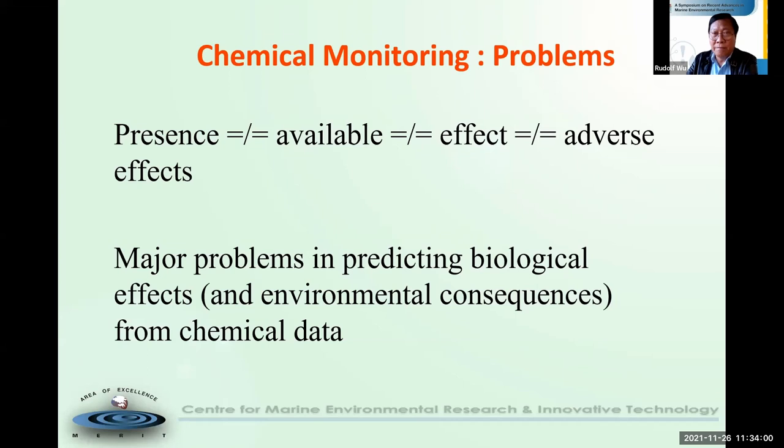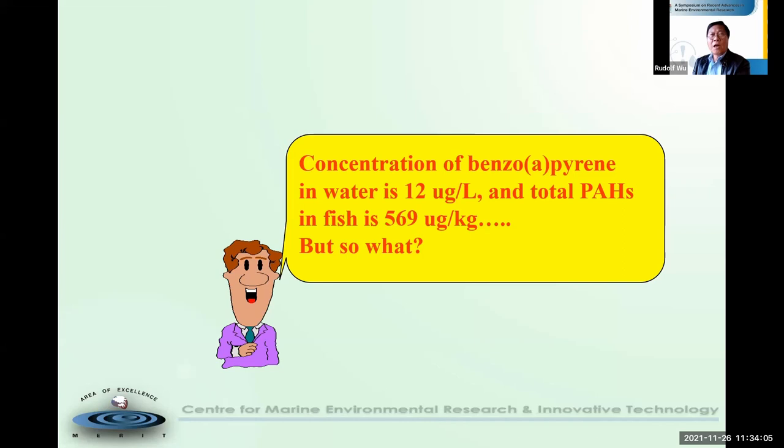Just look at this guy. It's true. This guy spent a lot of time and lots of money doing chemical and physical monitoring. Oh, he found that the concentration of benzopyrene in water is 12 micrograms, and the total PAH in fish he measured is 569 micrograms per gram. But when you ask the question, so what? What does it mean? Is it good, bad? At the most, he can refer to the US EPA standard, or the Hong Kong standard or China standard, whatever it is. Oh, it exceeds the standard. But is that true? That is to say, based on the concentration, you cannot really predict what will happen in the environment.